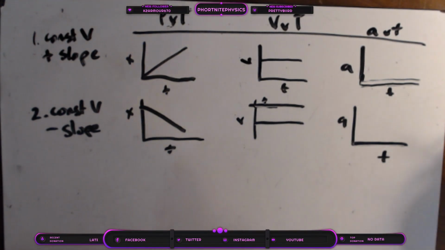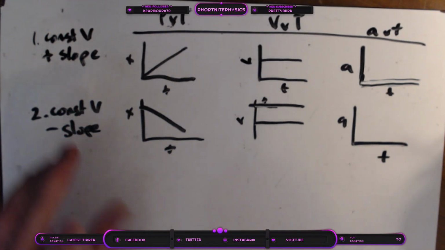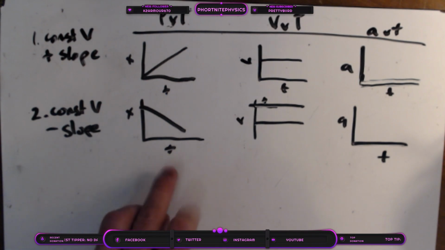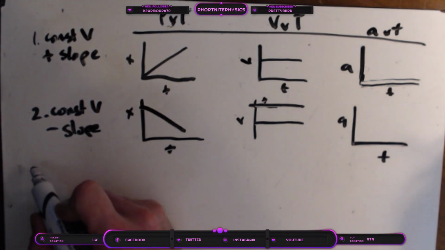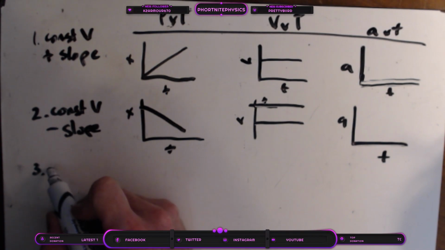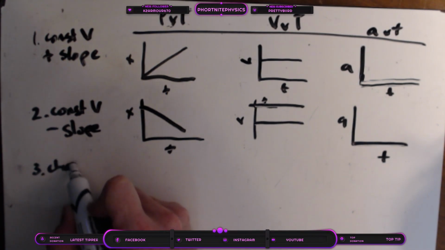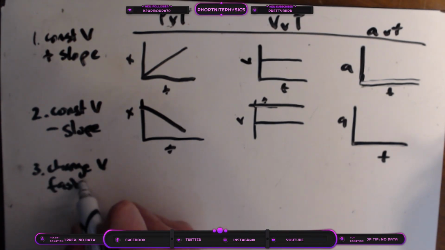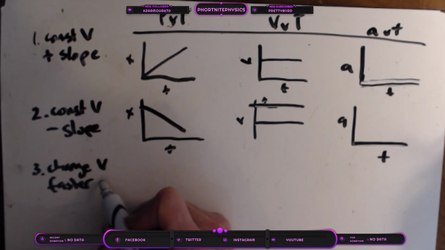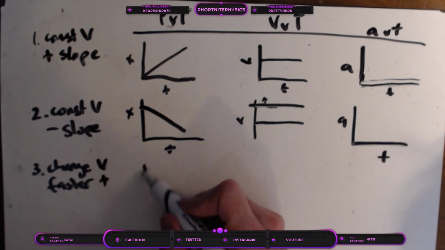Cool. And again, we can see the pattern continuing. Curved, which we don't have any curved, but then straight, flat, 0. Okay, a faster changing velocity moving away. So let's say change v, faster, and positive because it's moving away.